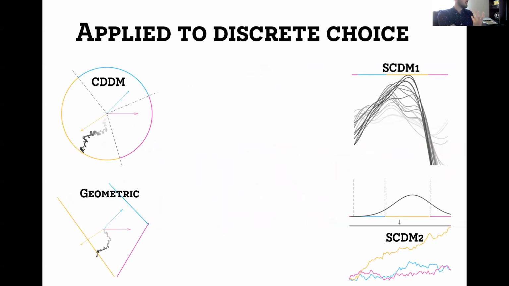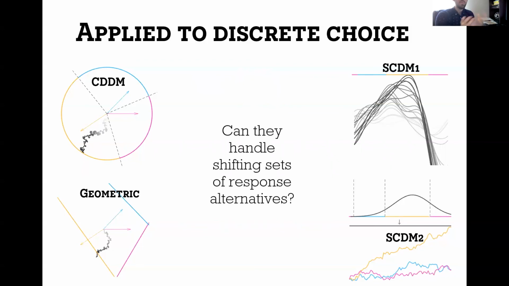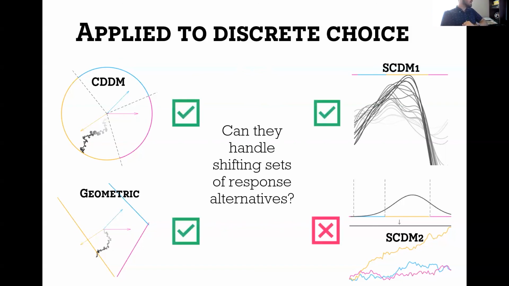And so I talked before about pre-accumulation sorting and post-accumulation sorting, whether or not they can handle this kind of effect, right? The fact that people speed up when the response alternatives change and get more accurate at the same time indicates that we have to have some information about the stimulus that isn't just described in terms of support for a particular response, right? And so as a result, the circular diffusion model, the geometric model, and this first instantiation of the spatially continuous diffusion model can all handle these shifts in response.